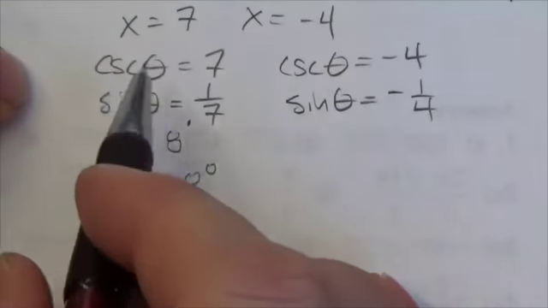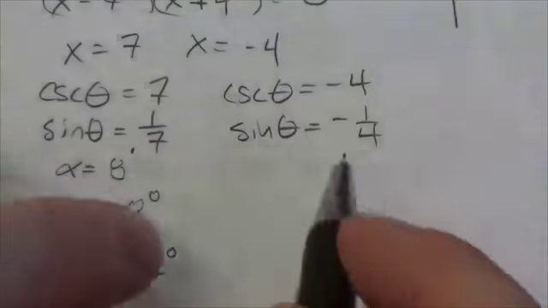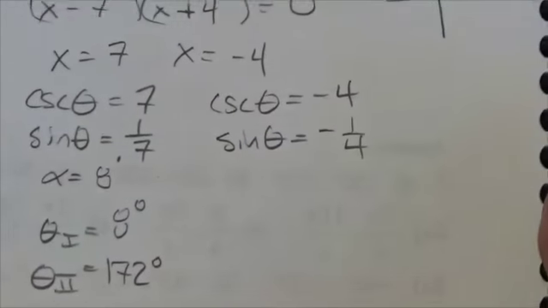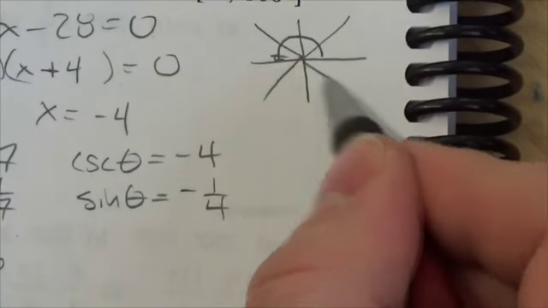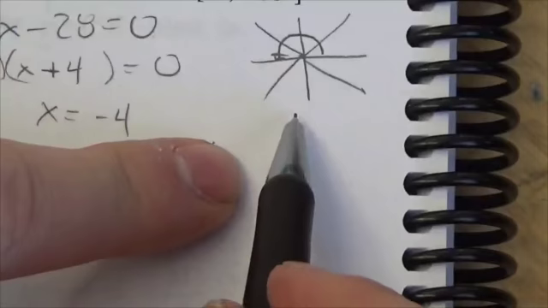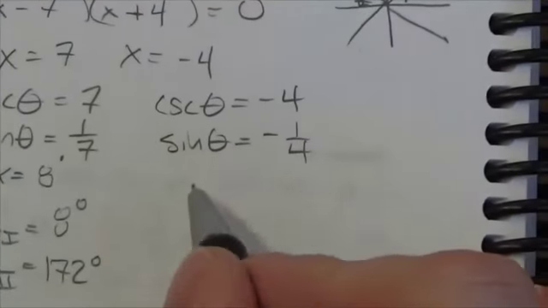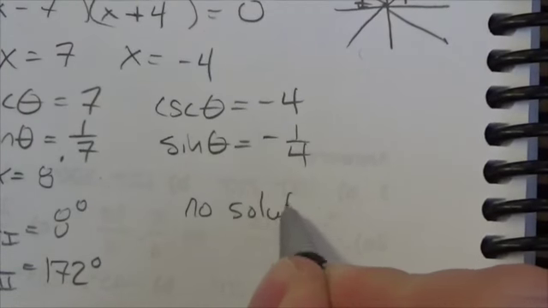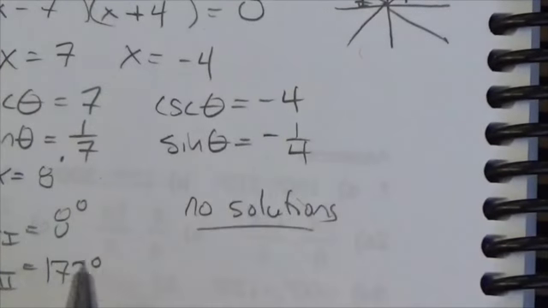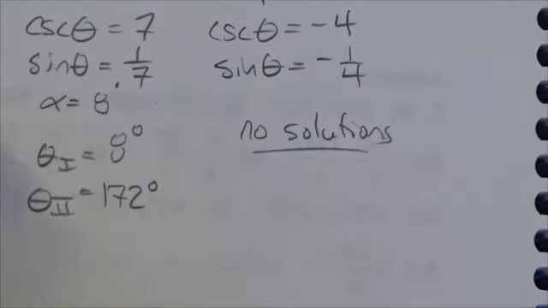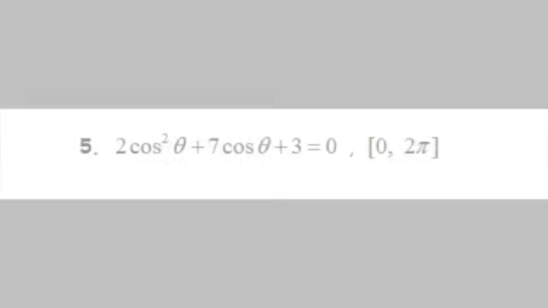Now I come over here, and I look at this. Sine is negative in quadrants 3 and 4. But my domain doesn't extend into quadrants 3 and 4. So this question is done right here. There's going to be no solutions coming from this particular factor here. My only two answers here will be the 8 and the 172.